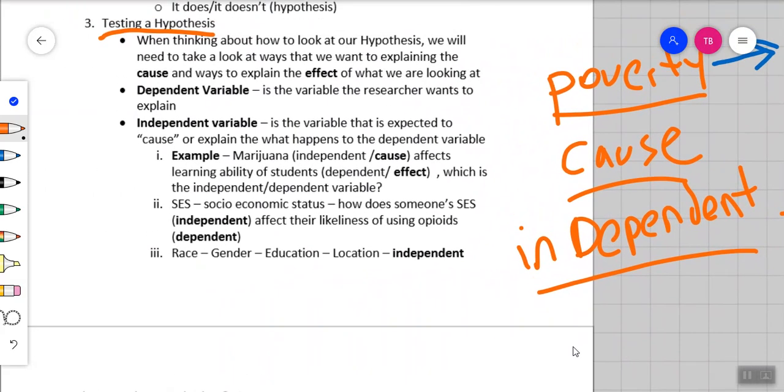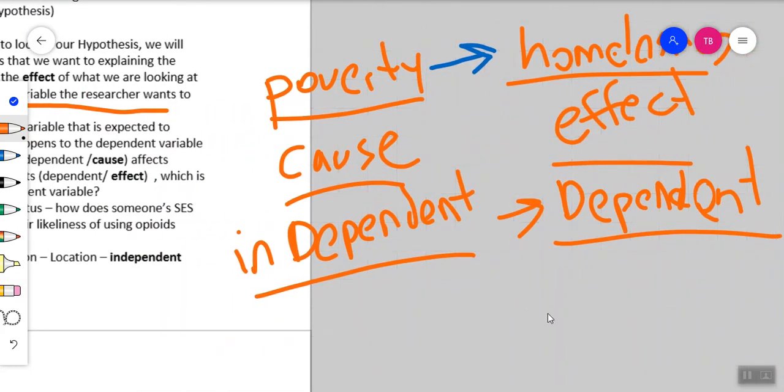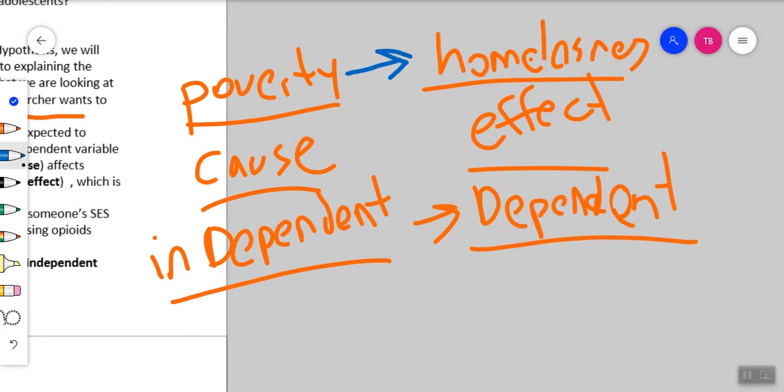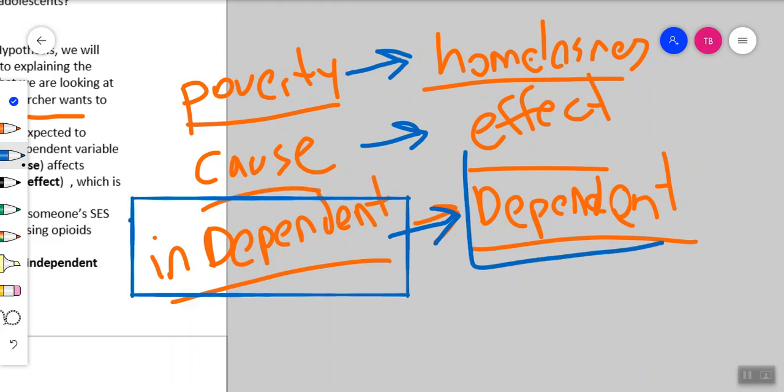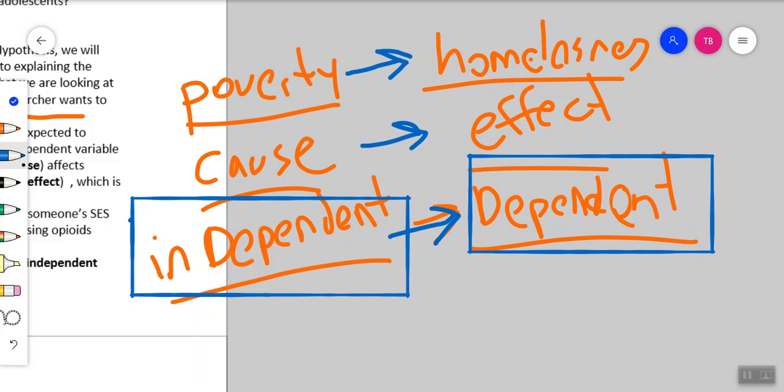We'll look here at the actual definition. The dependent variable is the one that the researcher wants to explain. The independent variable is the one that is expected to cause the explanation to happen, whereas the dependent one is the one being explained by the other. So in our hypothesis, when we're trying to see how poverty and homelessness are related to each other, we're hypothesizing that poverty is causing the effect of homelessness, or the independent is causing the dependent. So the important terms to remember now are just independent and dependent variables. These will help you in the future.